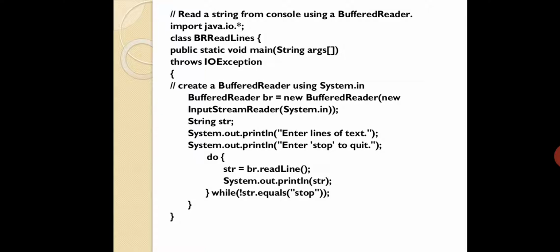Now you are going to print two things: enter line of text and enter stop to quit. In the previous program, you went for Q. Now here, if you enter stop, your program will terminate, or you are going to come out of the loop.